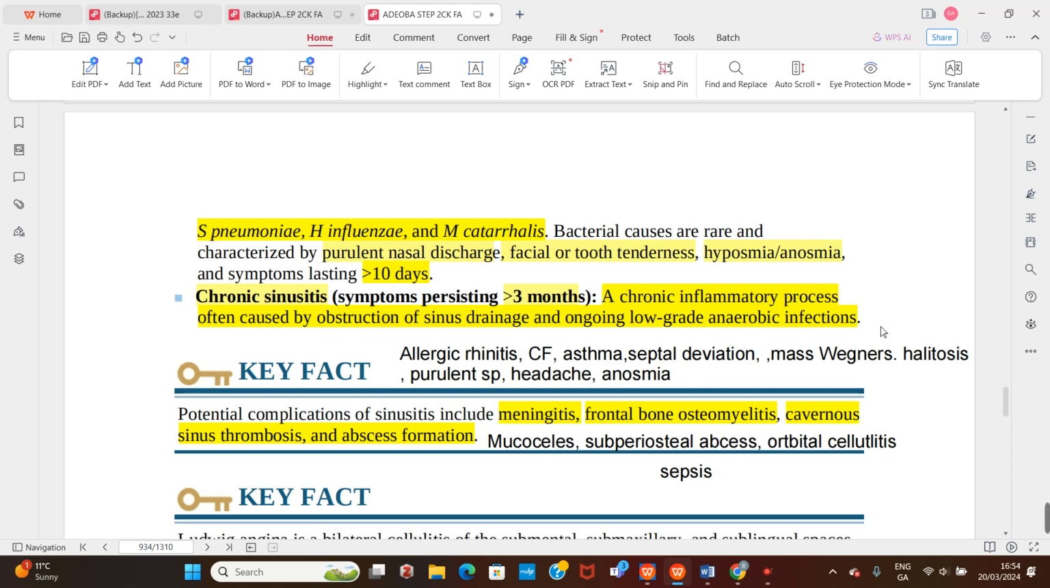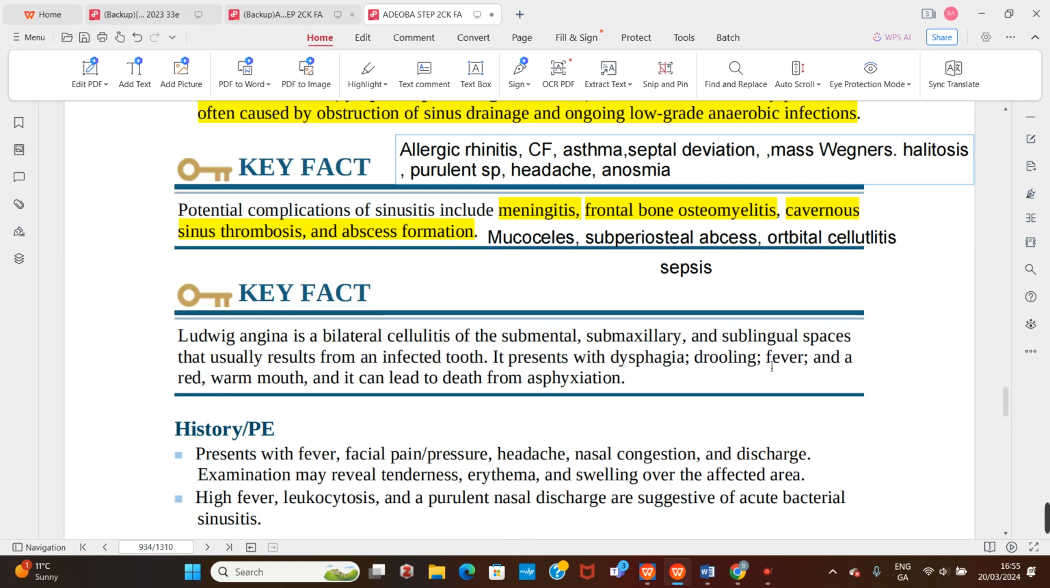People with some vasculitis can have chronic sinusitis, like Wegener's. Wegener's affects both the upper respiratory tract and the lower respiratory tract. So they can have sinusitis with Wegener's. Don't forget the headache, the purulent discharge, nasal congestion, the anosmia, the hyposmia, the tenderness of the face, the tooth can persist for more than 3 months, and that is talking about chronic disease. And these are the shared conditions that can cause chronic sinusitis.